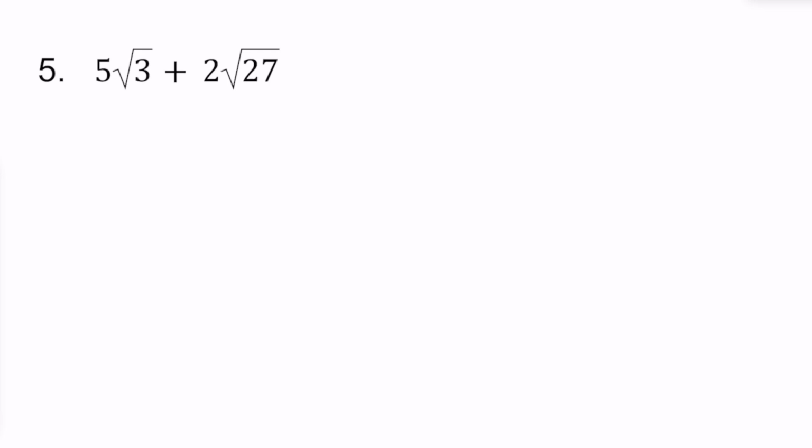For number 5, this one looks kind of similar to the last one. Notice right away that we have a smaller radical of this root 3, and then we have this other one that's a little bigger, this 27 over here. So we would like these to match if we were going to add these together. So let's see if we can figure out what 27 is made of to break it down a little bit. 27 is the product of 3 times 3 times 3.